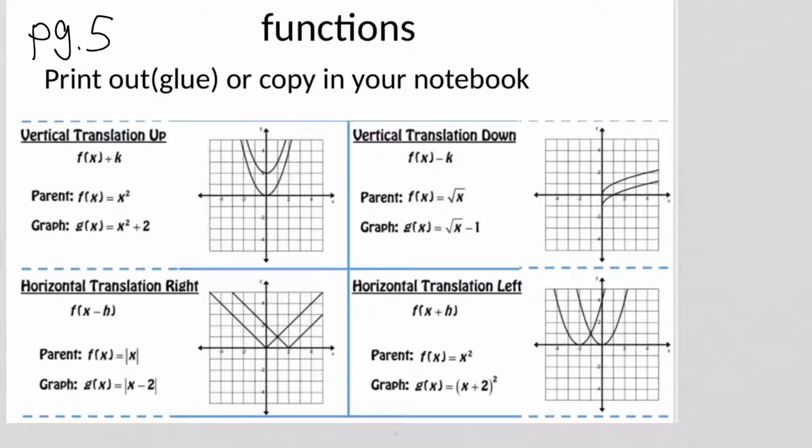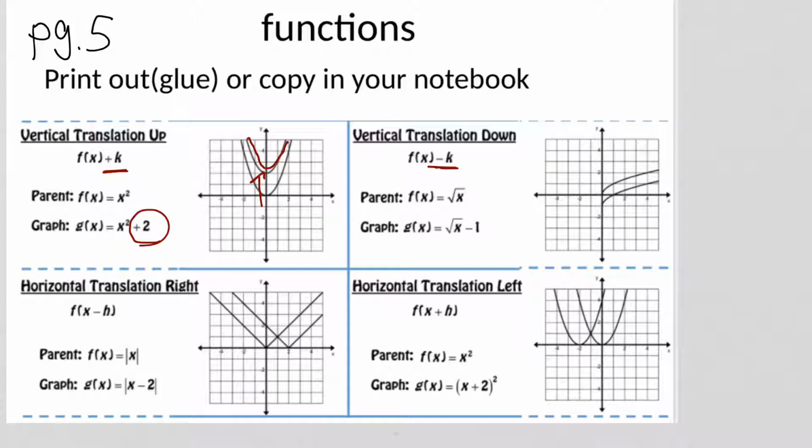So we have a vertical translation up. That means if my plus a number or minus a number is on the outside of the function. So for the one on the left, they're doing x squared plus 2, so they're going up 2 units. They're taking the x squared graph and going up 2 units, and this is where the new transformed graph lands.